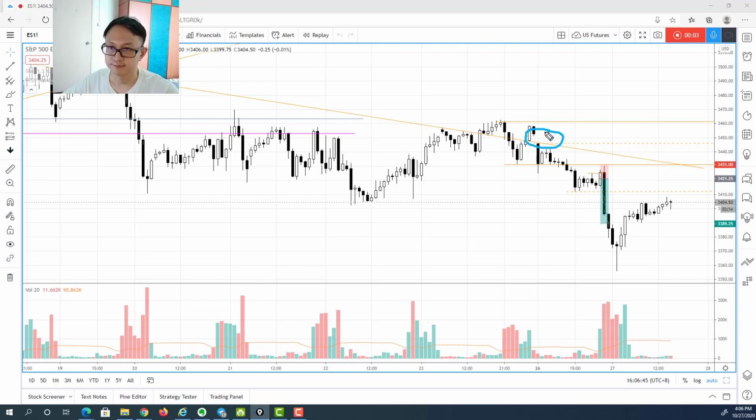Failure at the resistance zone was identified in yesterday's video, and after I identified the market weakness, this is how I actually trade the breakout to the downside and profit from there. So do remember to watch the trade review section in the middle part of the video.